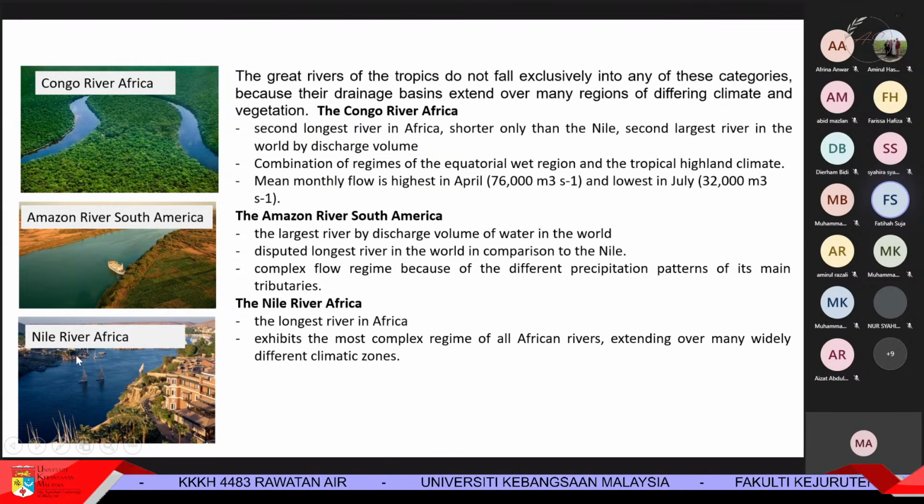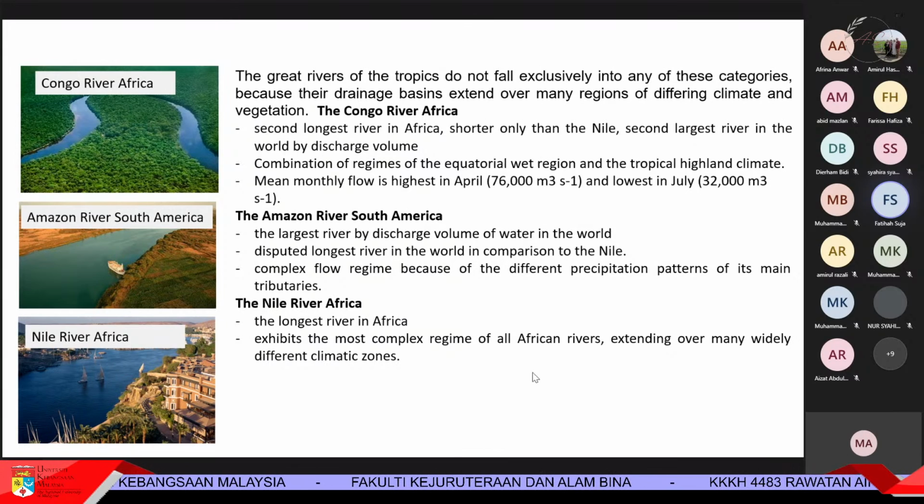And another example is the Nile River in Africa. It is the longest river in Africa, and it exhibits the most complex regime of all African rivers, extending over many widely different climatic zones. Because it is very long, it has different climatic zones, so you cannot single out what type of river it is when you talk about the annual cycle of the river.